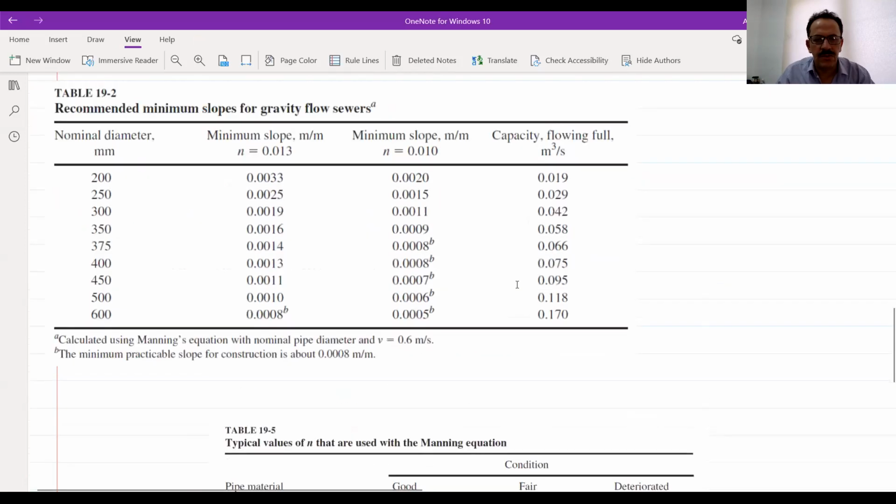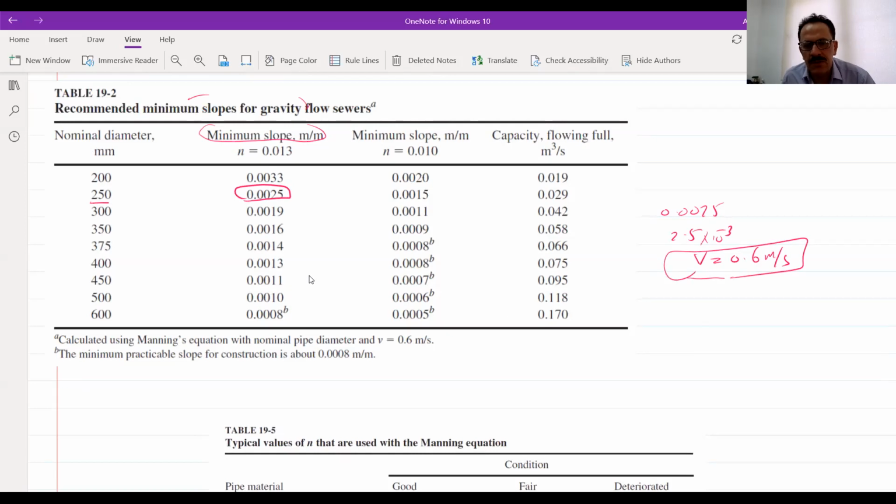We have to find the minimum slope. The recommended minimum slope for the 215 pipe is 0.0025 or 2.5 times 10 to the power minus 3. This is to guarantee a velocity equal to 0.6 meter per second. And if you do not have this table, you can find this one.